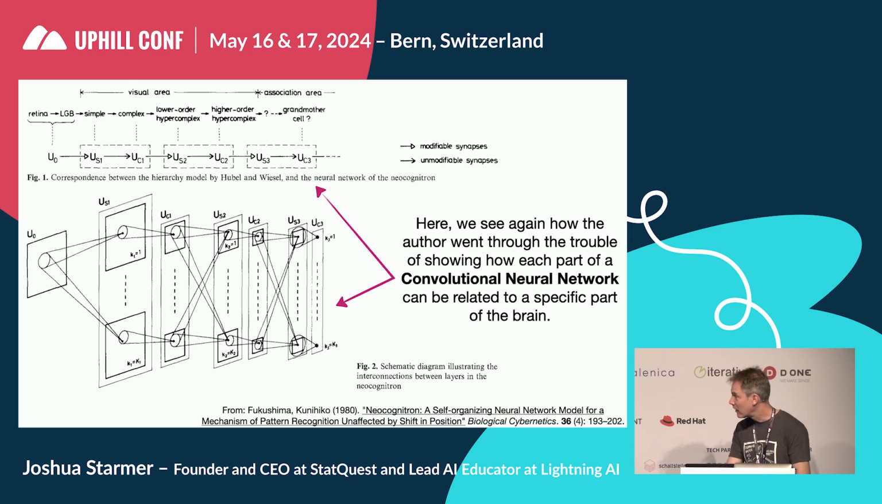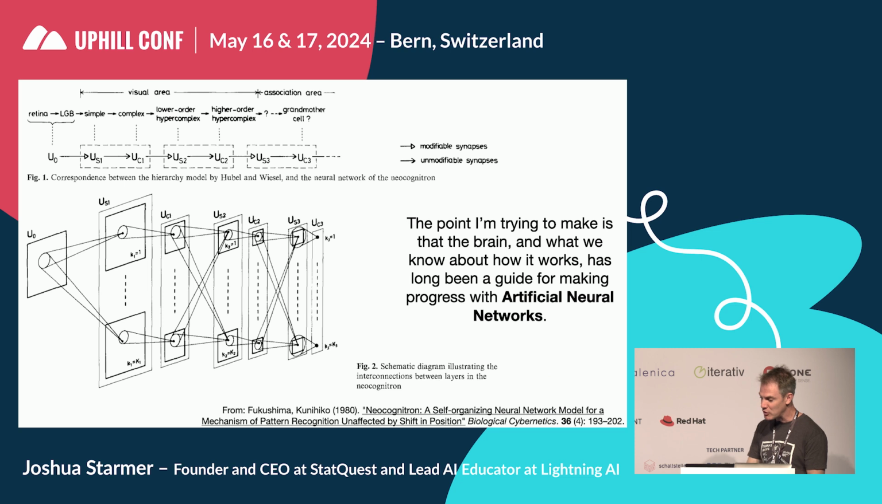Here, we see again how the author went through the trouble of showing how each part of a convolutional neural network can be related to a specific part of the brain. The point I'm trying to make is that the brain and what we know about how it works has long been a guide for making progress with artificial neural networks.